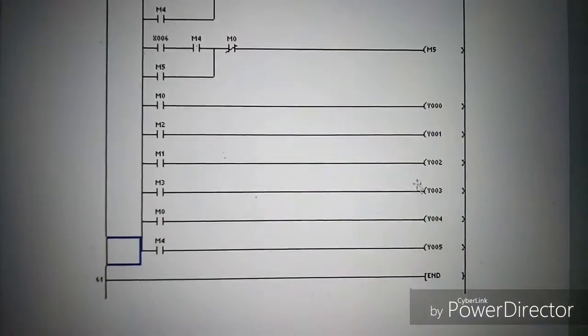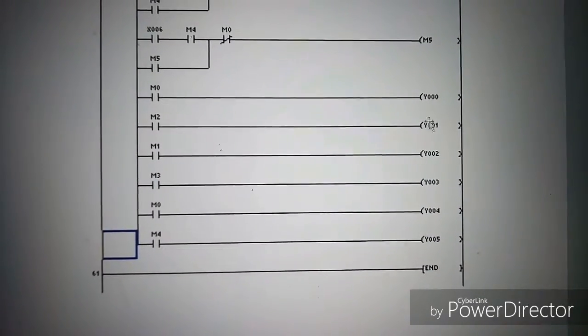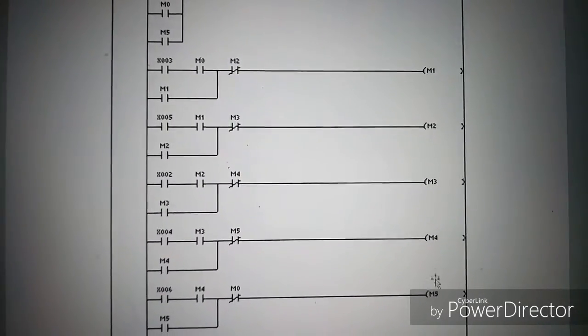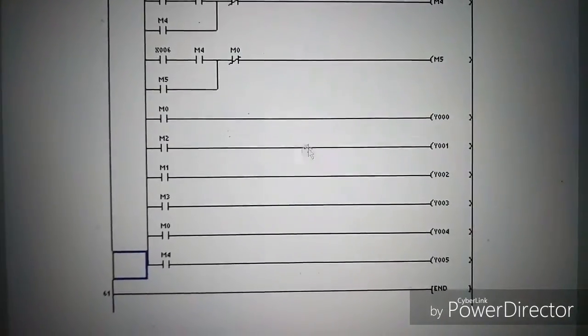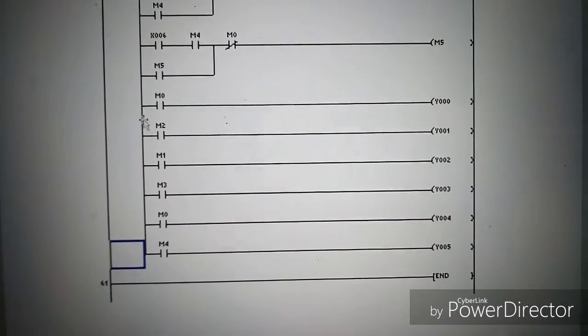And here is where the solenoids are being energized by the use of the different M's. And M indicates memory bit in the PLC ladder diagram.